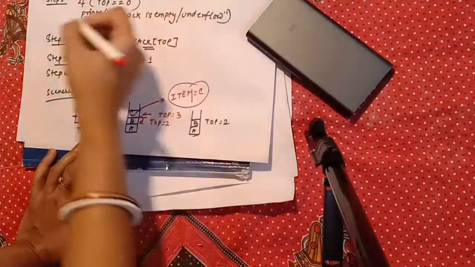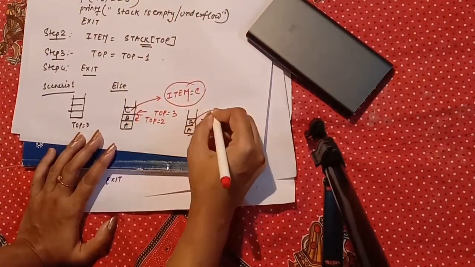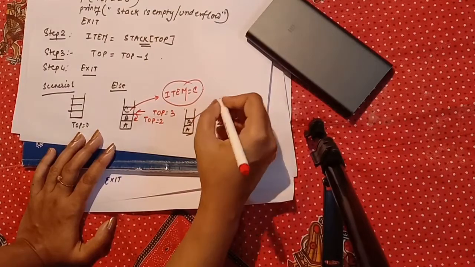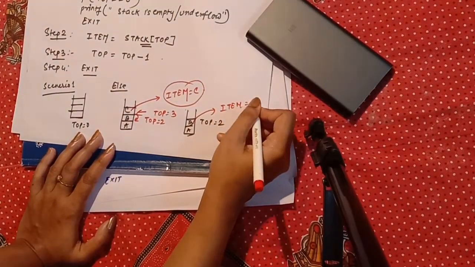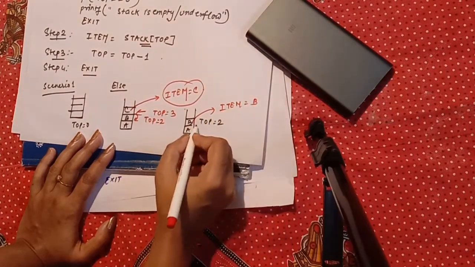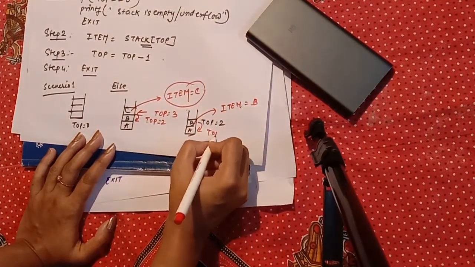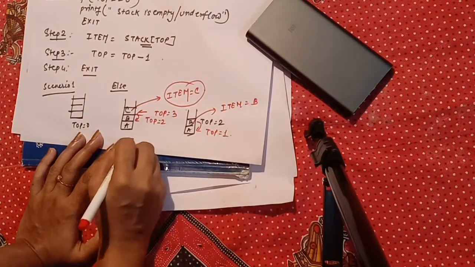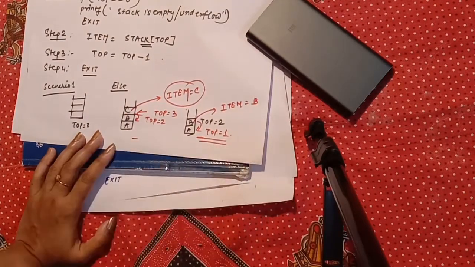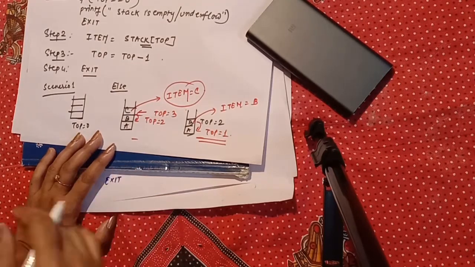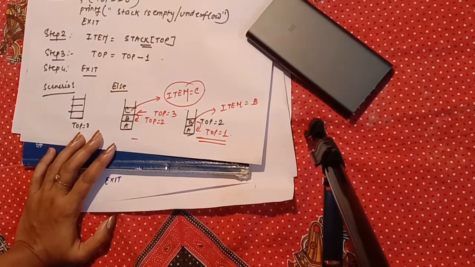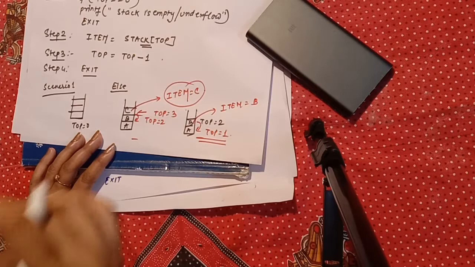Now suppose again we want to delete an item. Again we will store the value of B in item, that is item equals B. Now we have to decrease the value of top, that is top equals 1. This is how we delete an element from the stack. These are the two algorithms which are very important for the stack, one is push and the other is pop. Hope this is clear to you.